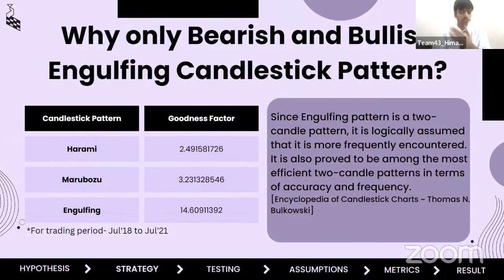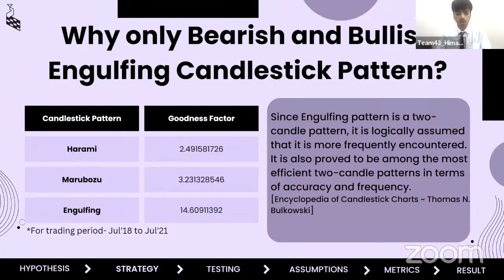Some of the candlestick patterns we tried with were Marubozu, Hammer, Hanging Man, Morning Star, Evening Star, etc. We have mentioned some of the results in this table. We also tested with chart patterns like inverse head and shoulders, triangle, double top, and double bottom.